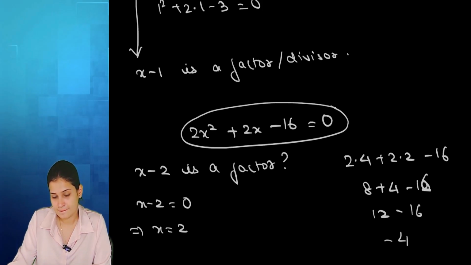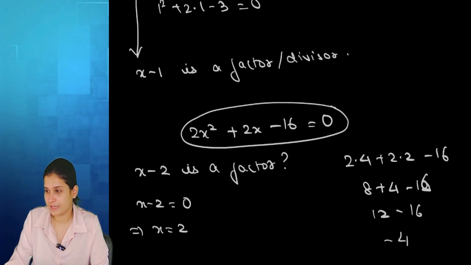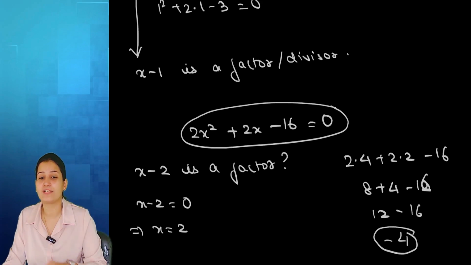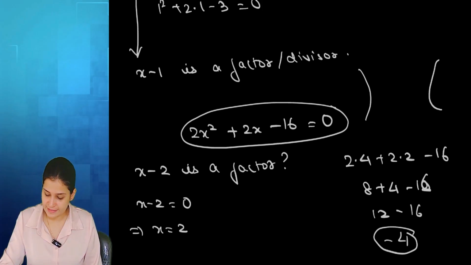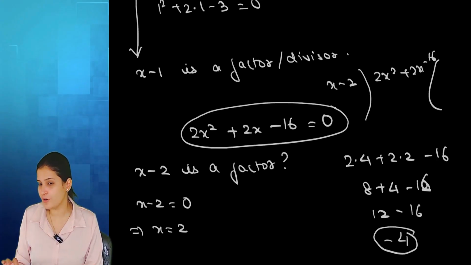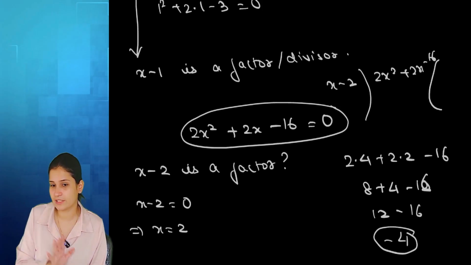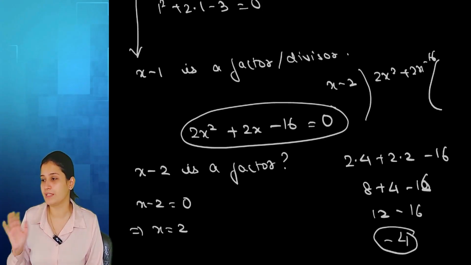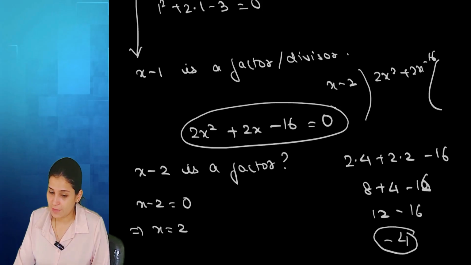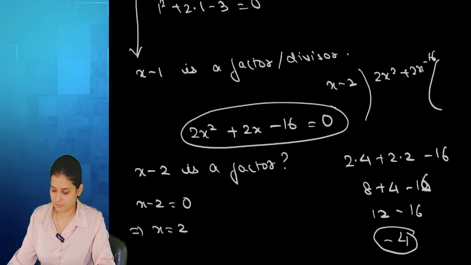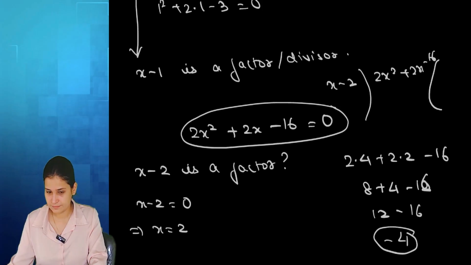So no, it is not a factor. It can't be a factor. And what is this minus 4? This is the remainder you are about to get. If I would have divided this by x minus 2 and got 0 as the answer, then I would say that yes, it is a factor or a divisor. But if I am getting minus 4 like in our case, that means the remainder will be minus 4. If it comes out to be 0, then it is a factor or divisor. Otherwise, whatever number I get, that is the remainder. Is it clear? Yes, ma'am.